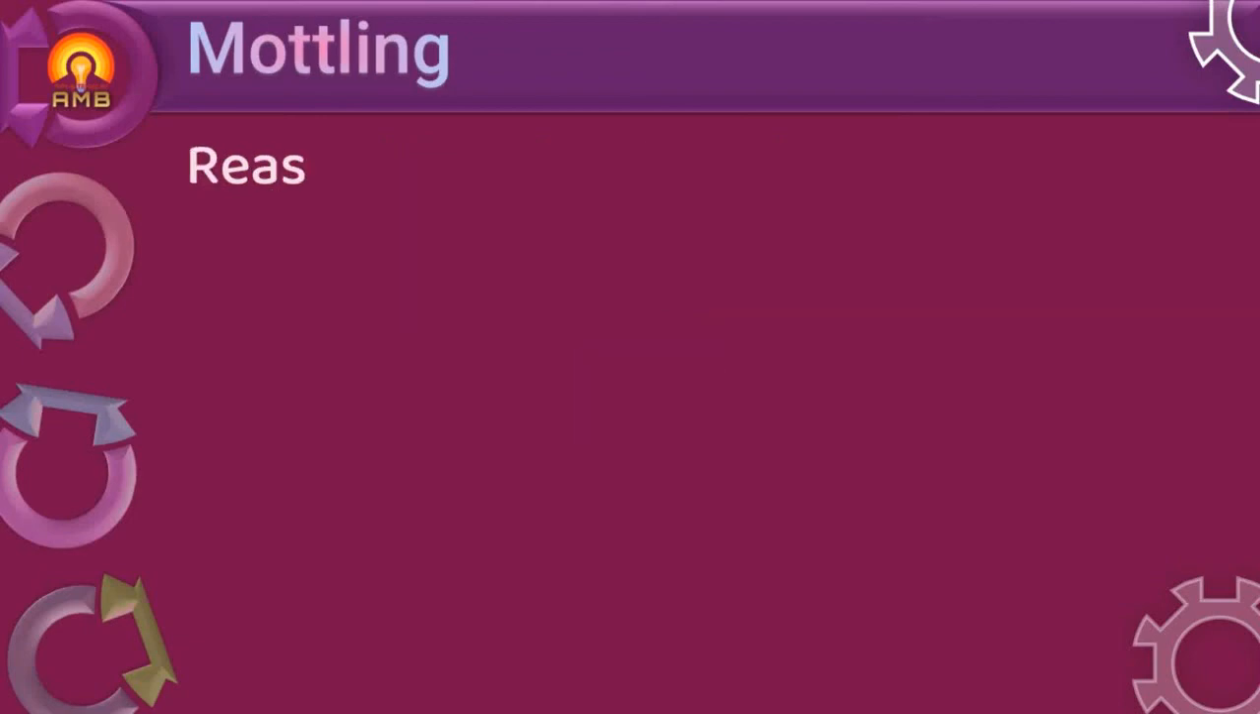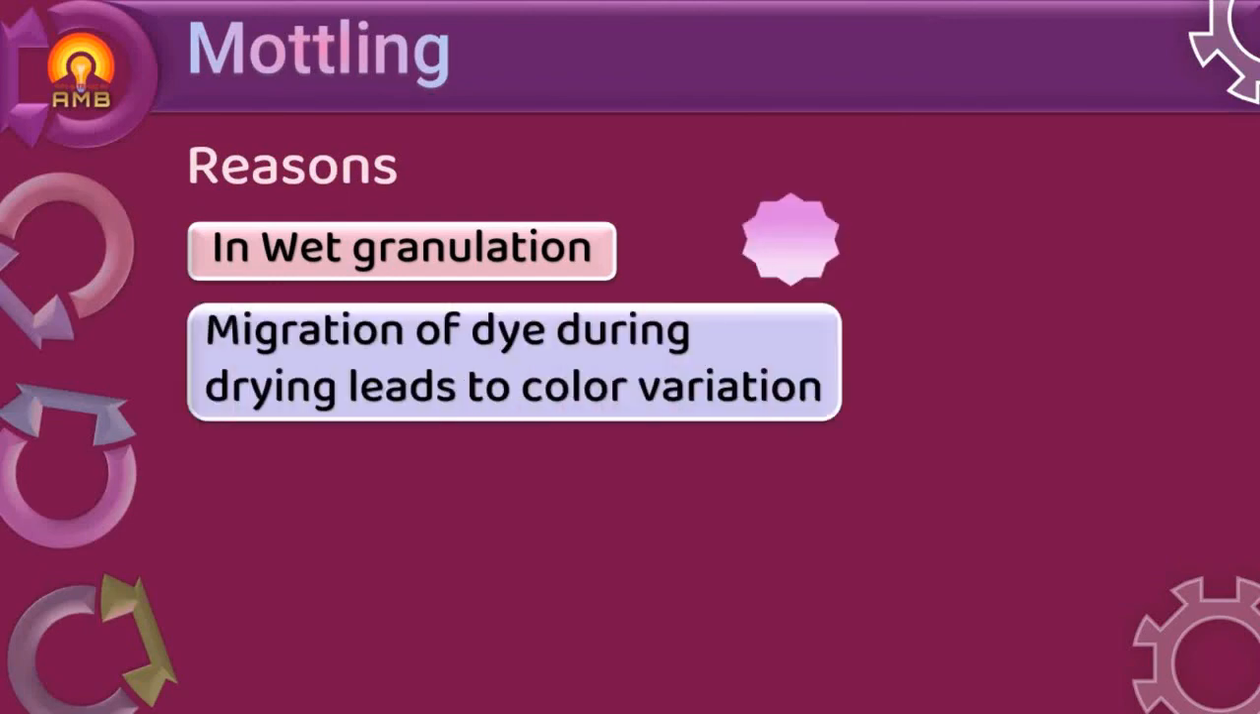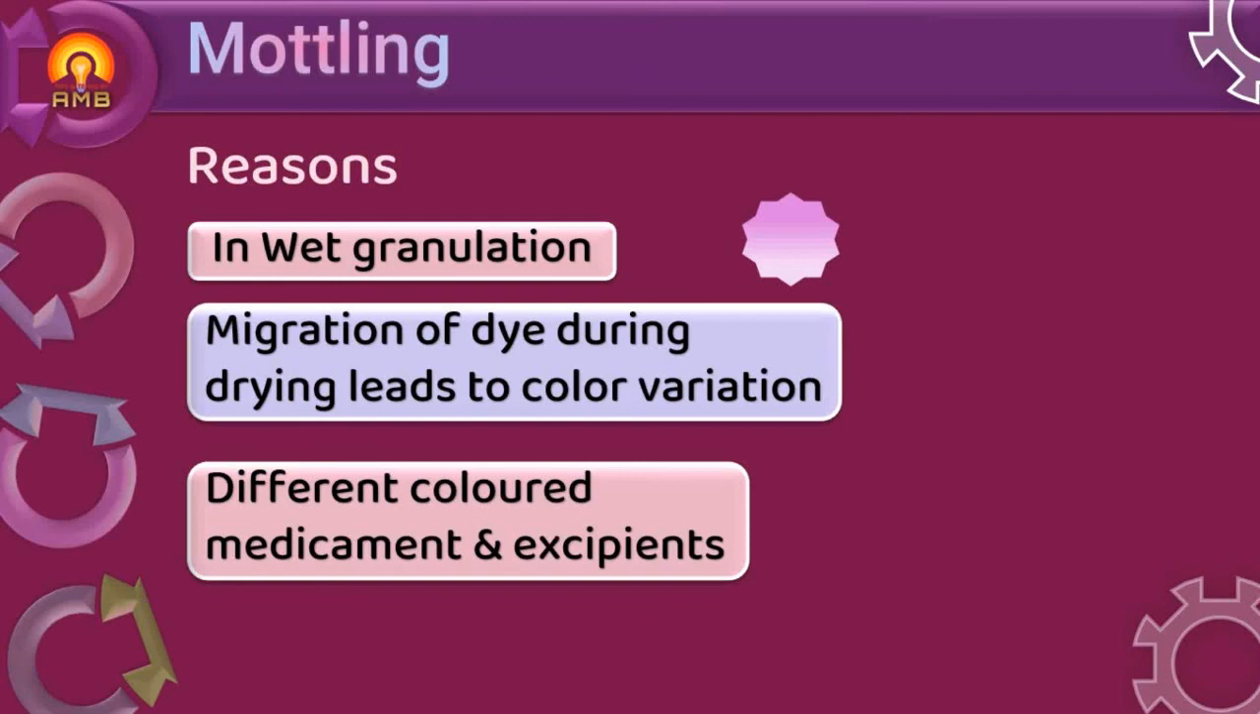Let's discuss what are the reasons behind it. It occurs because of the following reasons. First, mottling occurs mainly if the moist granulation method is used for preparation of granules. During drying of granules, a migration of dye or color takes place to one side of the granule. This leads to unequal distribution of color, and granules become dark at one side and faintly colored at the other side, and it leads to mottling. Mottling also occurs if medicaments and excipients of different colors are used in the formulation.